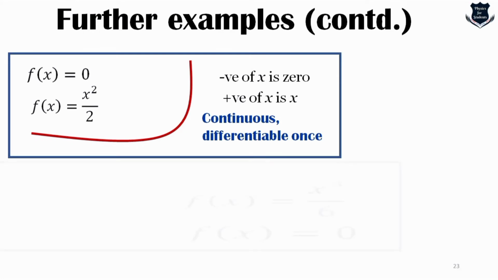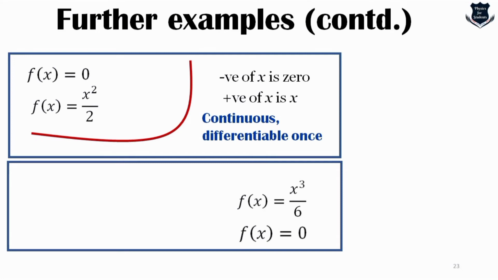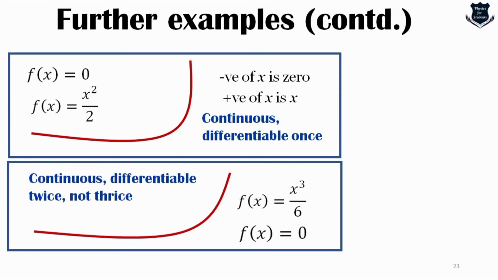It's important. The next example, we see that the value of f of x equals x cubed by 6 and f of x equals 0. This is the graph which goes. So once again, the derivative of this function is the previous one. So at x equal to 0, you can successfully take 2 derivatives but not 3. So we call this continuous but differentiable twice, not thrice.